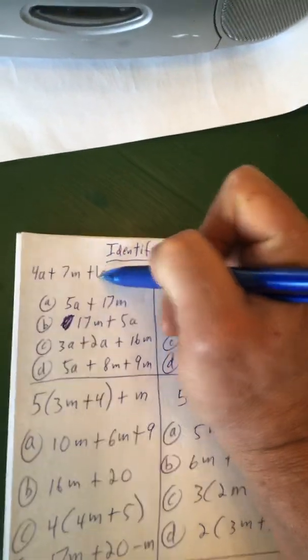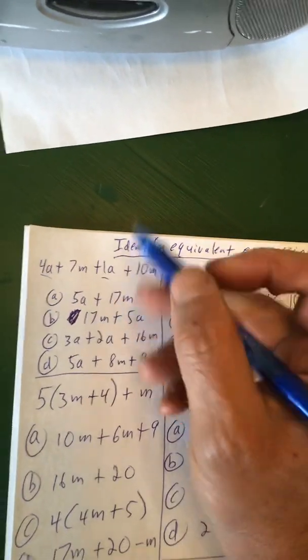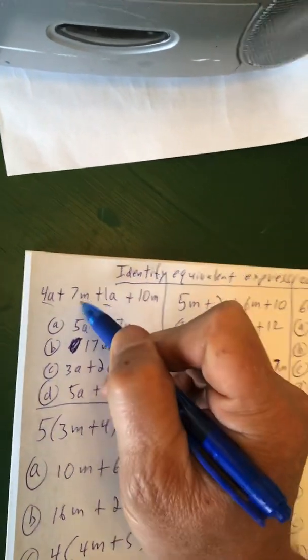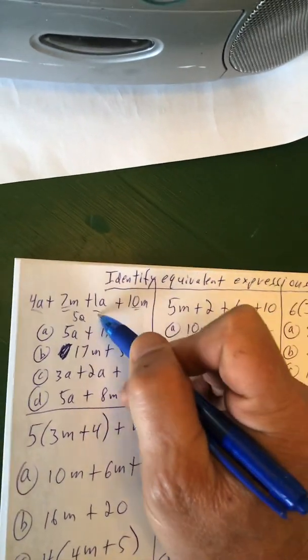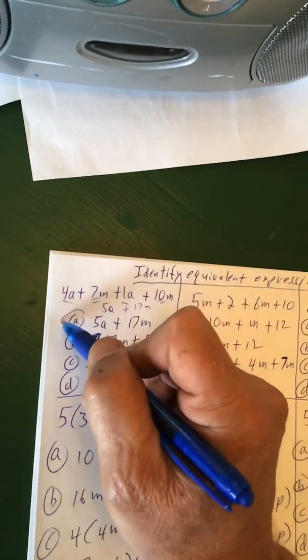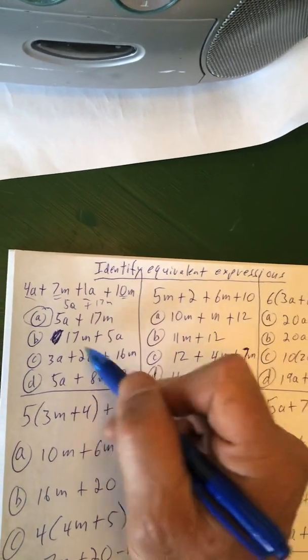So I'm going to put a 1 in front of this a. 4a plus 1a is 5a. And then you go alphabetical, and then 7m plus 10m is 17m. So anyways, this first one is okay. This first one's equivalent. And now you can switch it around.